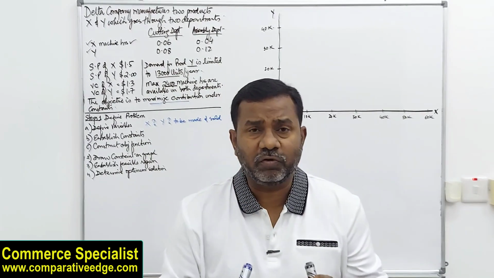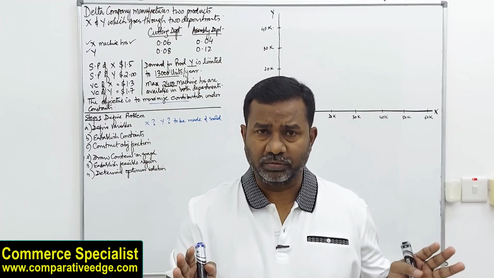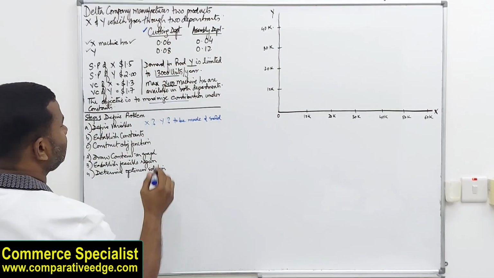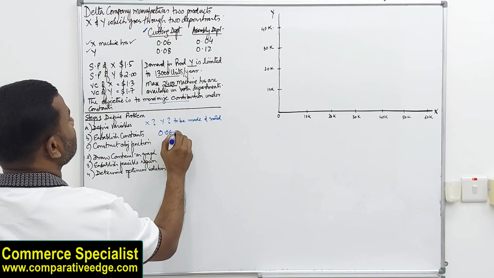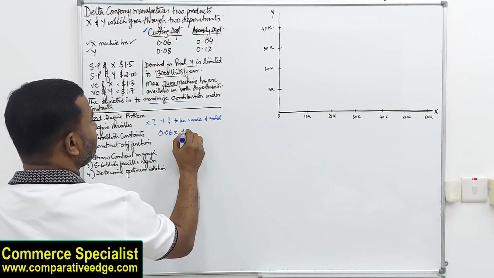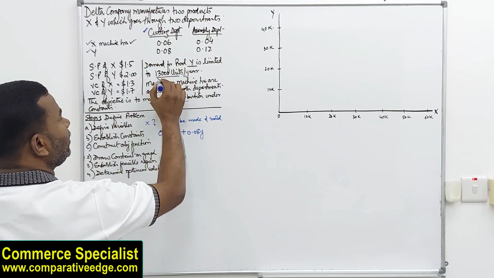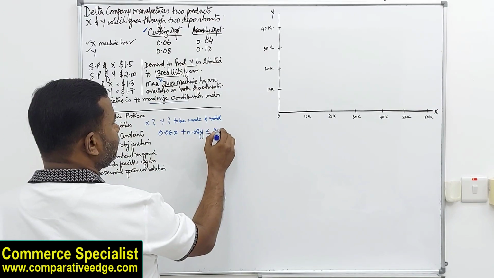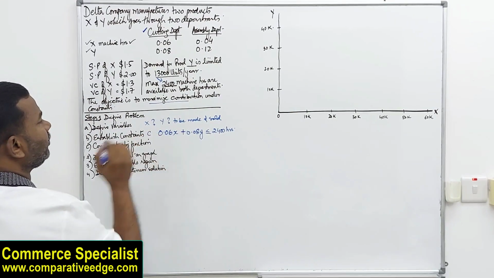Now you have to be very careful here. If your constraints go wrong, the entire question will be wrong. So I'm writing the constraints here. For the cutting department, first, it looks like this: 0.06X and 0.08Y. And the maximum machine hours available is this, so I can write an inequality here, less than or equal to 2,400 hours. Mind you, this was for the cutting department.